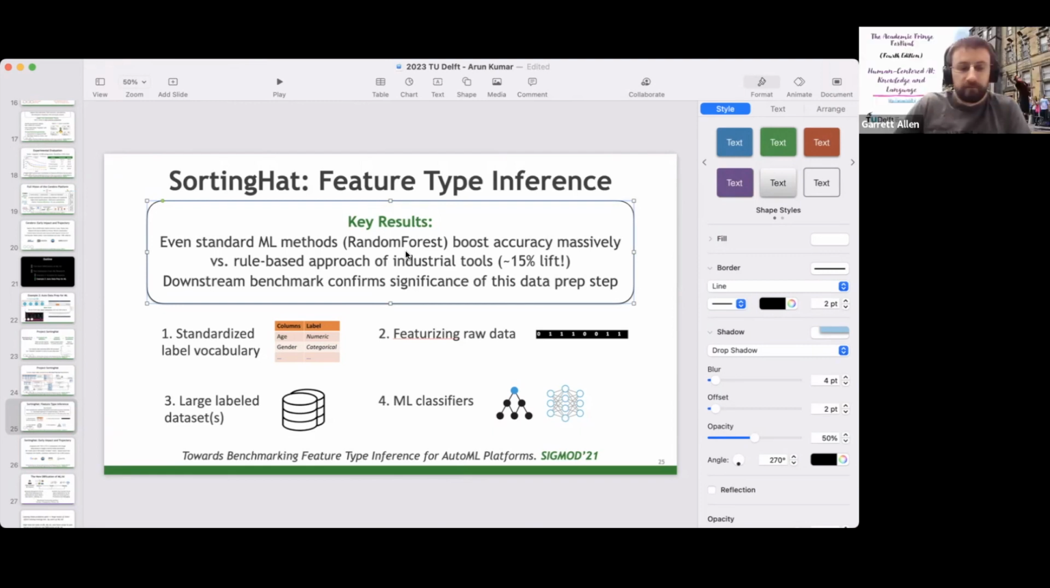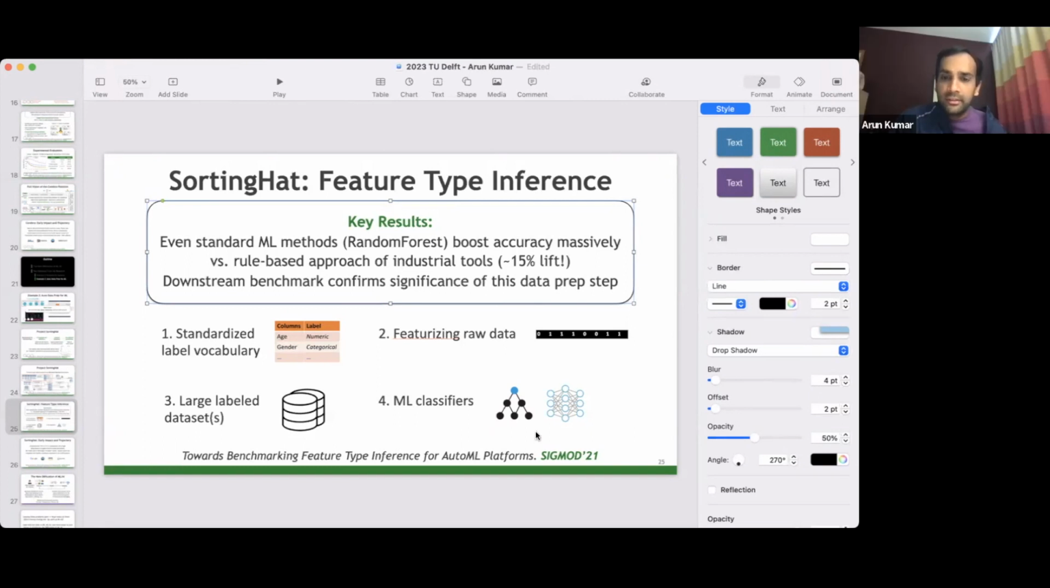Now, from the standpoint of how we got the label vocabularies, the details are in the paper. We surveyed some of these industrial open source tools. What are the vocabularies they use? And then we created a superset. And we show a mapping from what they do to what our vocabulary is. We have a 9-class vocabulary. These are very standard intuitive things like numeric, categorical, timestamp, string, and so on. There's also one for other types.